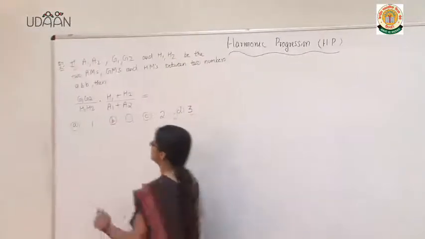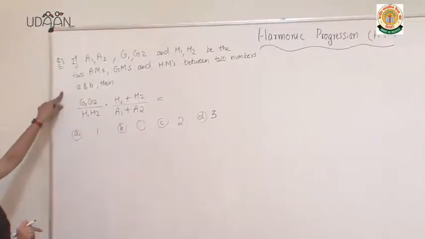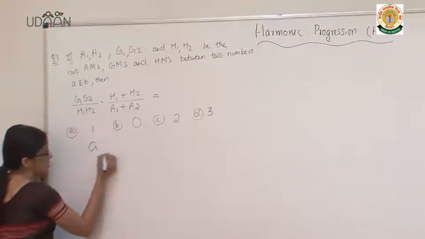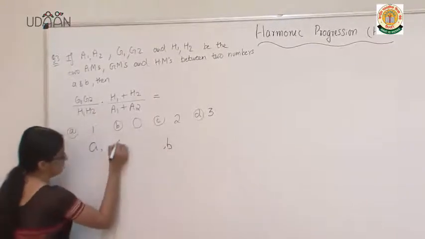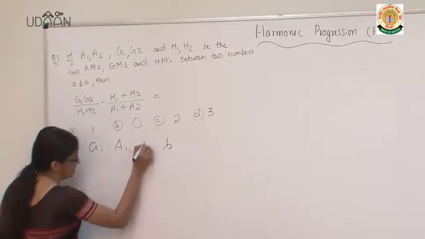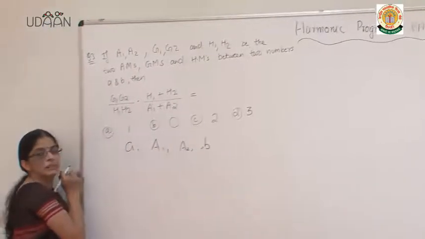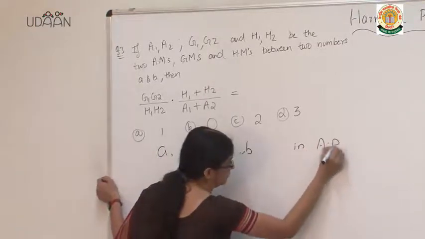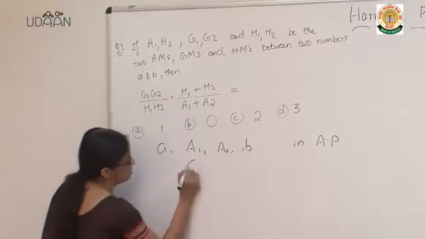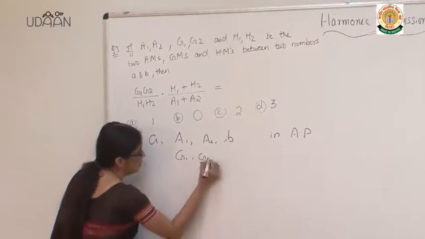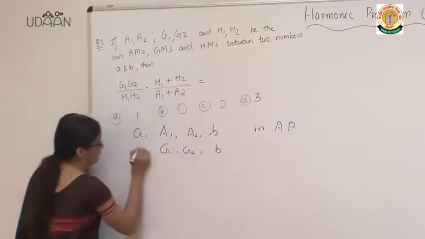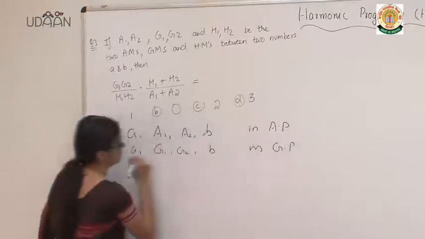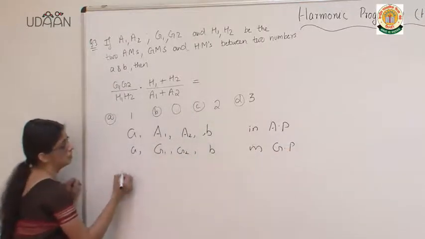Very simple question. A1, A2 are two arithmetic means between A and B. That means A and B के बीच में two arithmetic means A1 and A2. So these two arithmetic means together with the numbers A, B, they are in arithmetic progression. Again, G1 and G2 are two geometric means between A and B. So G1, G2 together with these numbers A, B, they form a geometric progression.